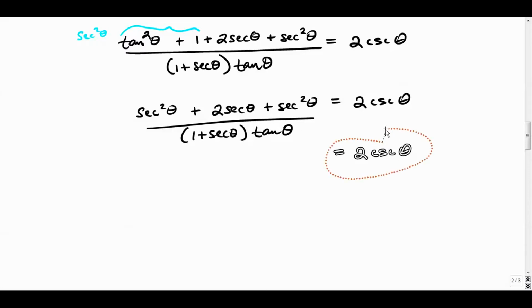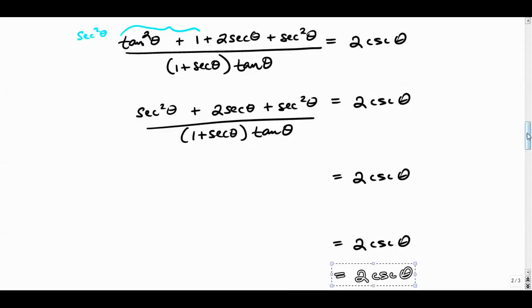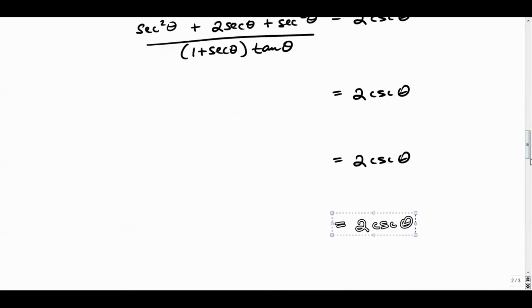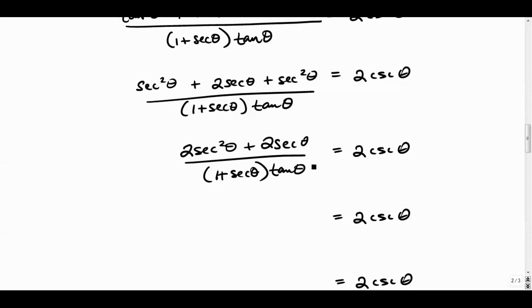All right, let's keep going. Sorry, the bell rang there. When we keep going here, I need to now combine secant squared plus secant squared. That's 2 secant squared theta plus 2 secant theta all over 1 plus secant theta tangent theta.